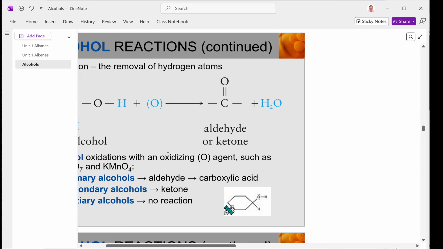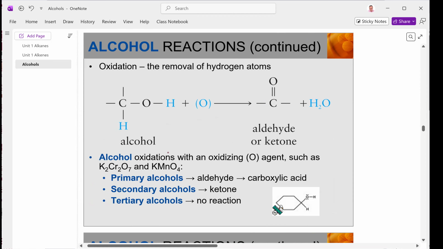Okay, one more reaction and we're done for today. Now this is where the primary, secondary, tertiary comes in. When we oxidize the alcohol, there are 3 different reactions, depending on whether it's a primary, secondary, or tertiary alcohol.